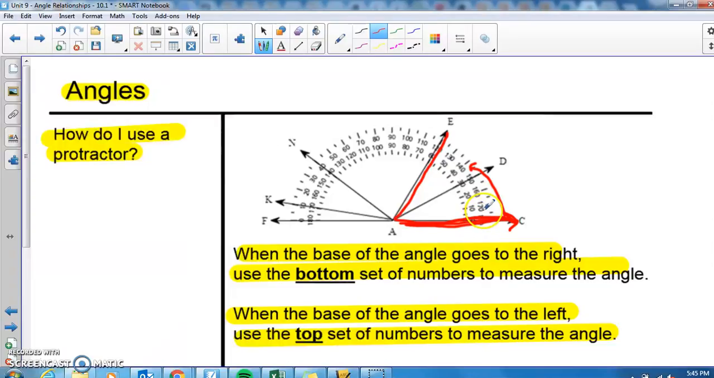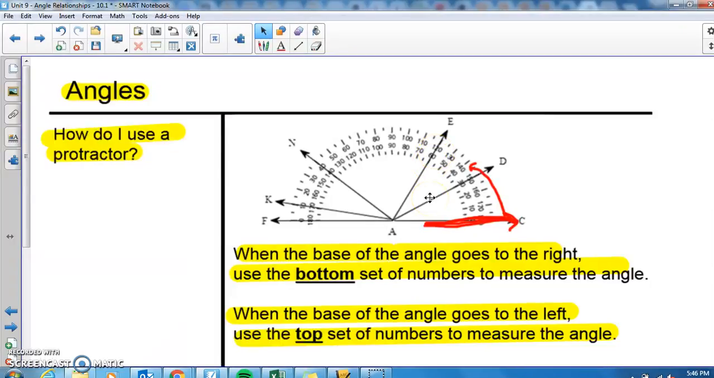Here's your top set, here's your bottom set. We're going to start down here and go along until where this line intersects. So let me erase this red line right here. You see this black line. This black line intersects the two sets of numbers exactly on these two numbers right here. That is a 60 on the bottom, a 120 on the top.